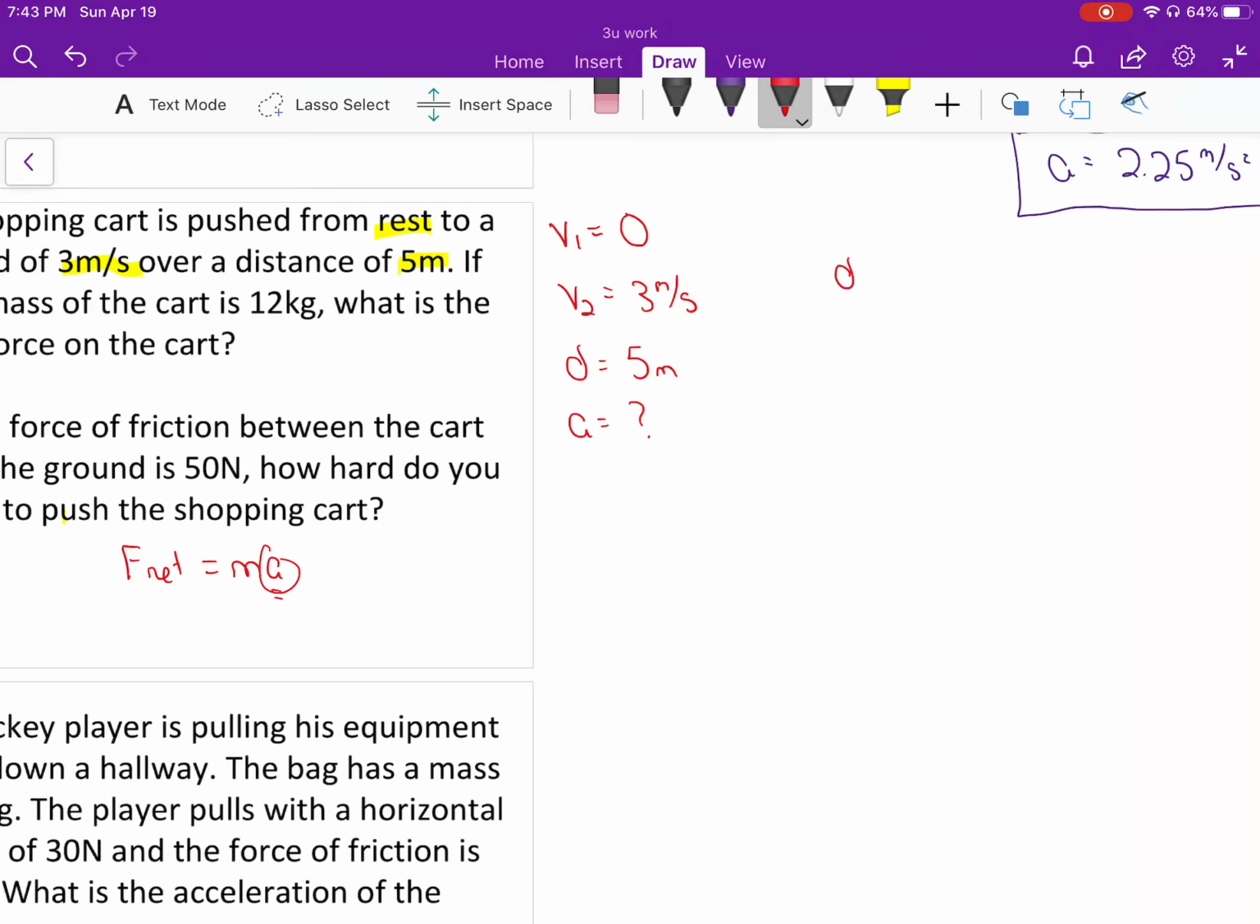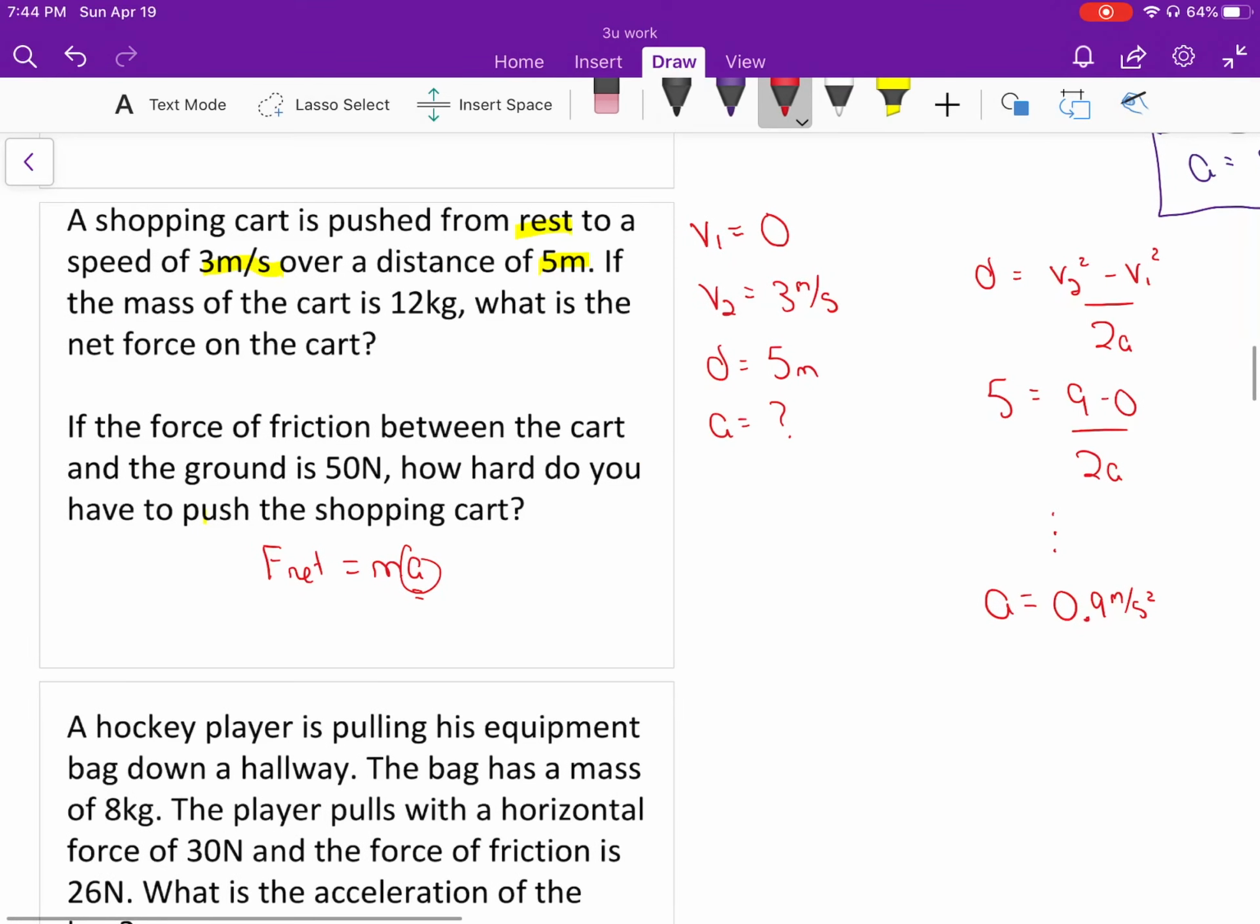So our equation is D equals V2 squared minus V1 squared all over 2A. Plugging in what I know, 5 equals 3 squared, which is 9, take away 0, all over 2A. A little bit of algebra, basically the A and the 5 are going to trade spots, so I'll let you do some lines in the middle if you like, but we're going to get 9 over 10, or 0.9 as the acceleration.